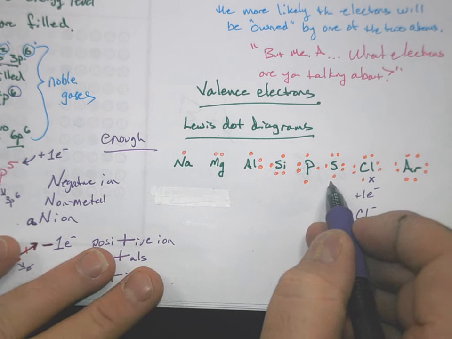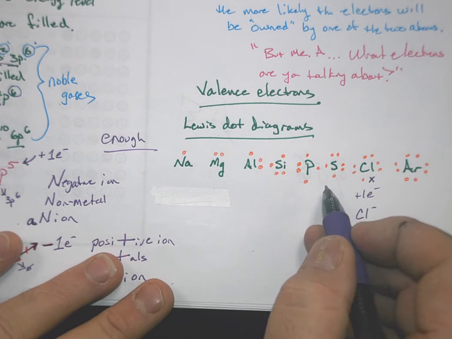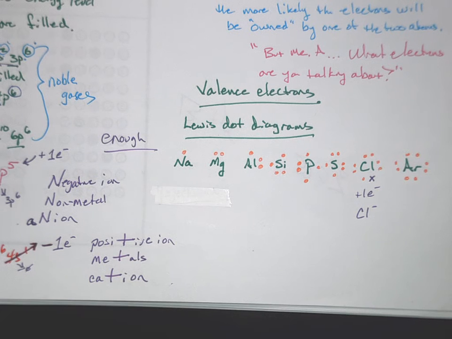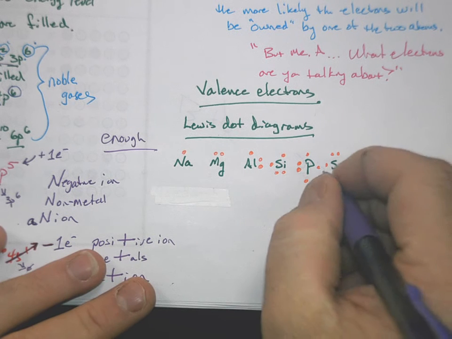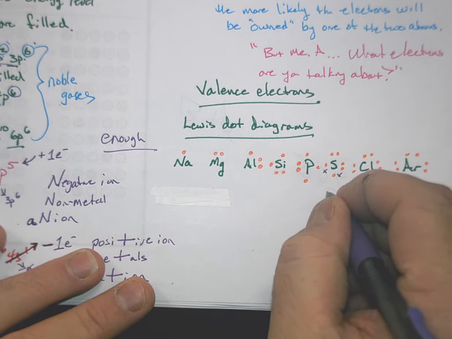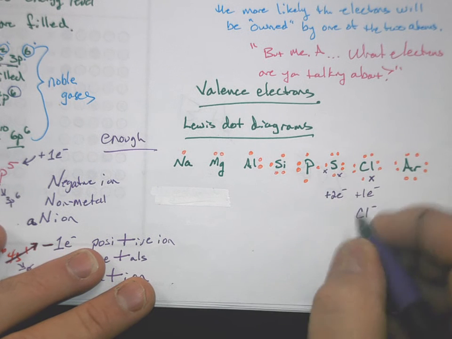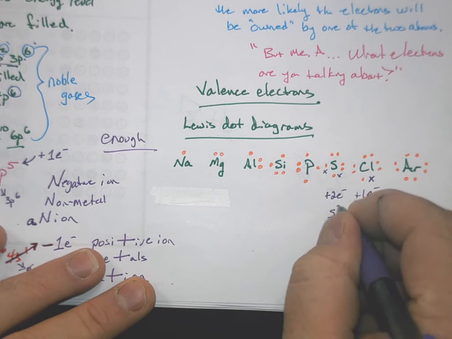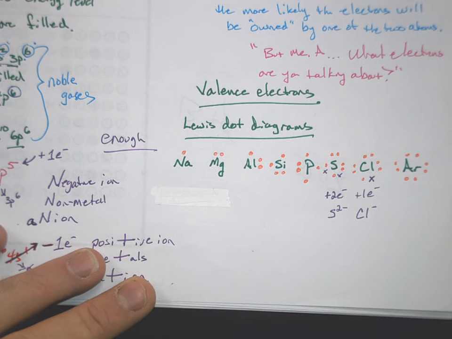Sulfur over here is going to want to do what? It's going to add to it. It wants to fill up its 8, right? So it's going to add 2 electrons, and that makes a sulfur 2-. Yeah?